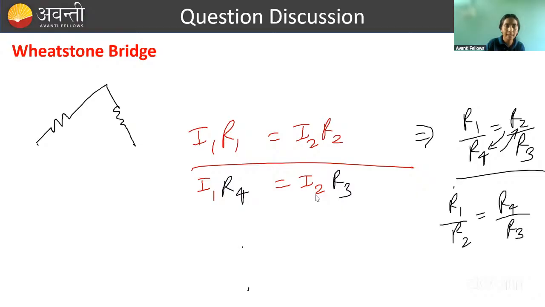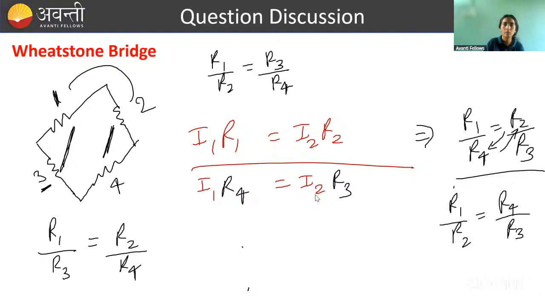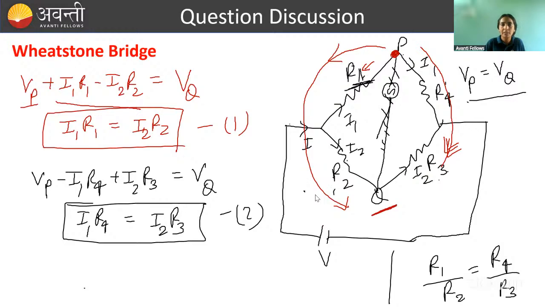If this is balanced, then let's call these resistors 1, 2, 3, 4. So either resistor 1 divided by resistor 3 is equal to resistor 2 divided by resistor 4. Either you take the ratio this way or you can take the ratio this way. R1 by R2 will be equal to R3 by R4. Okay? This way you can do. Then this is how we solve it basically. So this is called your balanced Wheatstone bridge, when the ratio of resistors on one side is equal to the ratio of resistors on the other side. Either you take the sides horizontally or vertically.